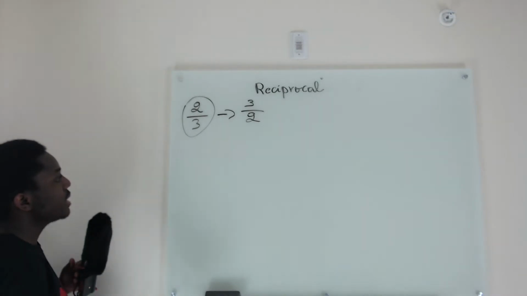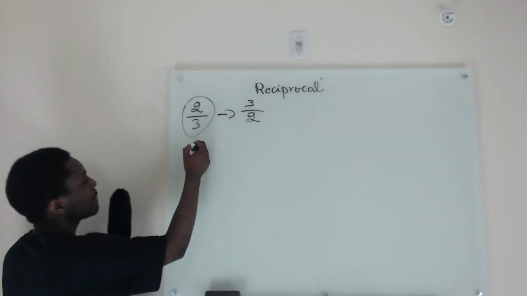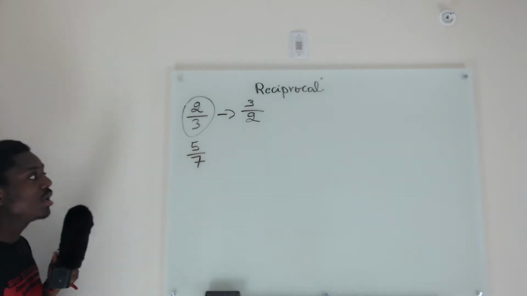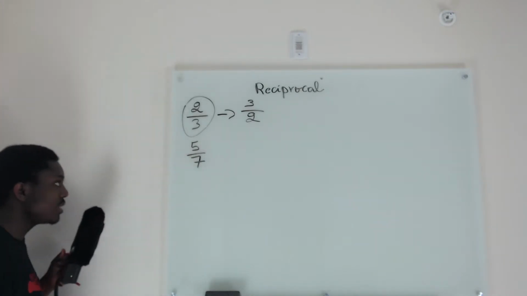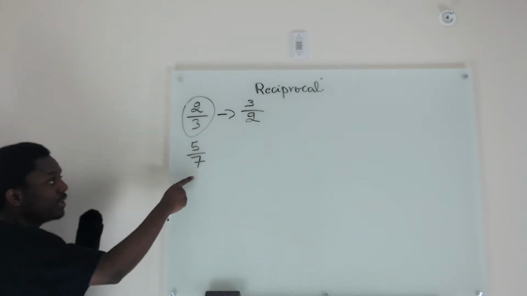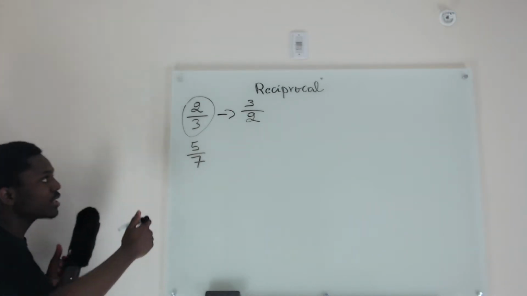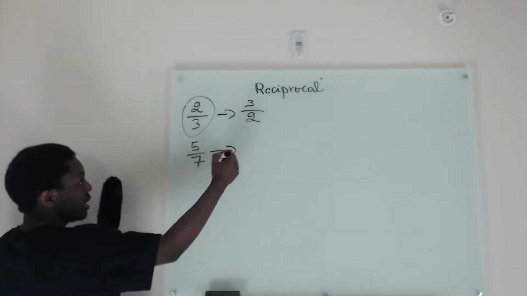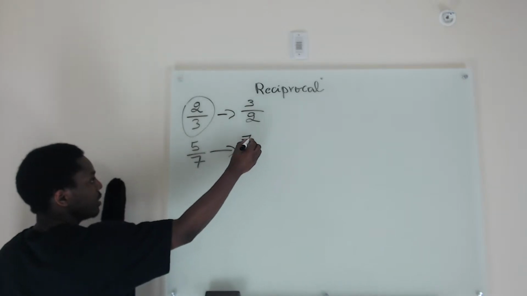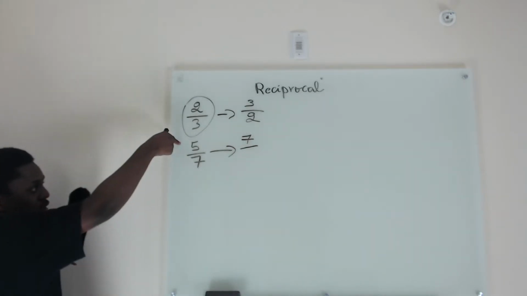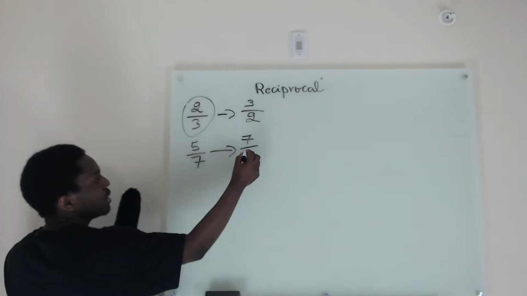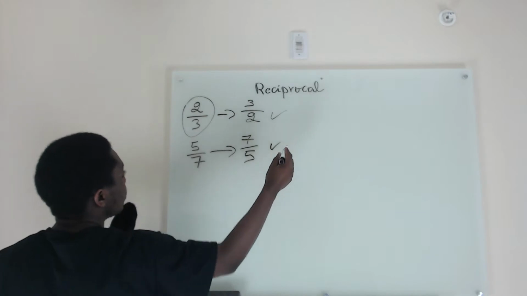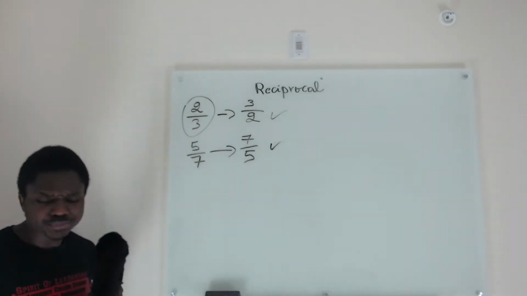So let's take another one. Let's say we have 5 over 7, for example. So the reciprocal of this fraction is what? It is the flip of this fraction. So we basically flip the fraction. We take what's on the bottom, which is 7, and we put it on the top. So we put 7 over, and we take what's on the top and we put it on the bottom, over 5. So that's it. So this is how you find the reciprocal of a fraction.